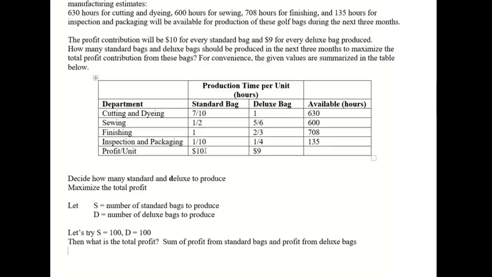So if you make one standard bag it gives you $10, and if you make one deluxe bag it's $9. Now, what if you make 100 standard bags? How much money do you make from that? From 100 standard bags, how much profit do you make? $1,000, right? So 10 times 100 is $1,000.